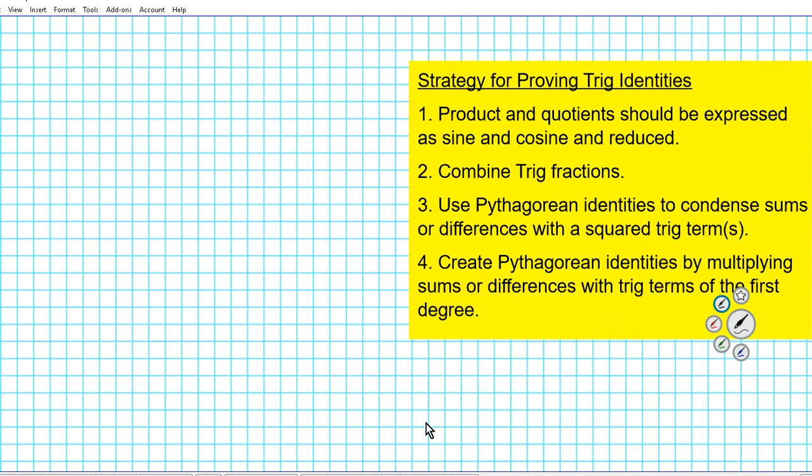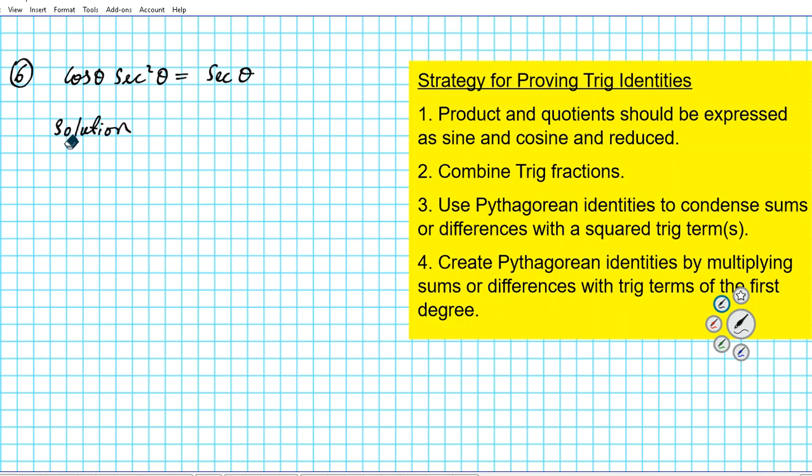Alrighty, so for question number 6, we are going to be proving that cosine theta times secant square theta is equal to secant theta. Okay, so let's go ahead and do it.